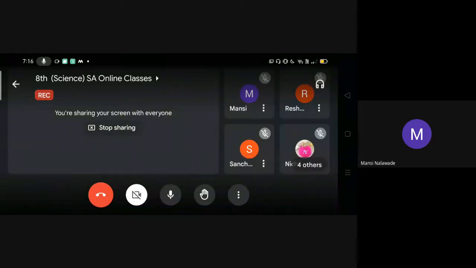Come on, raise your hand for this. Difference between heat and temperature.